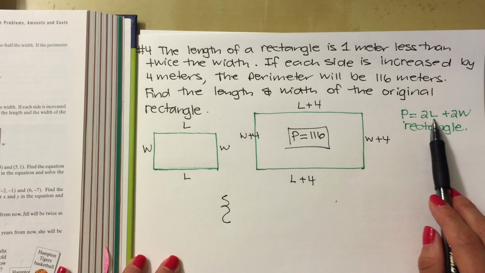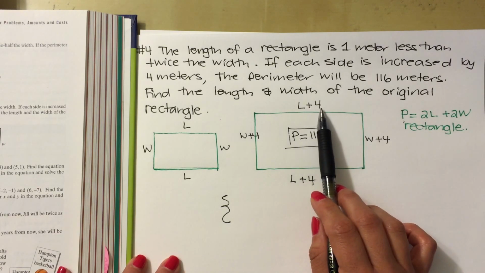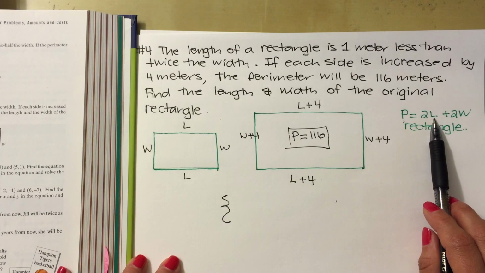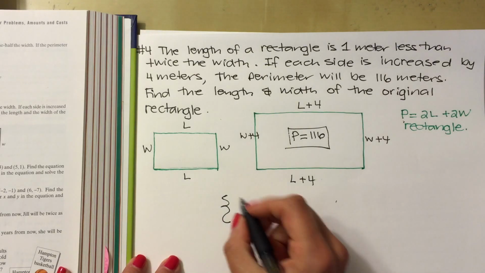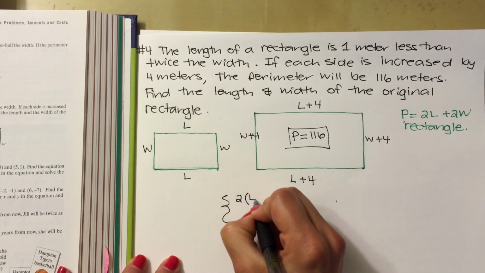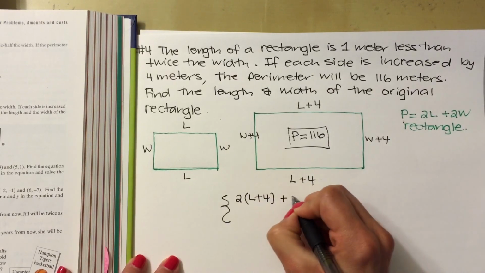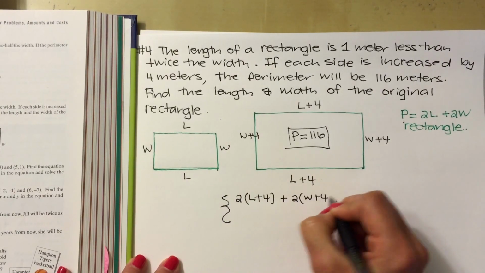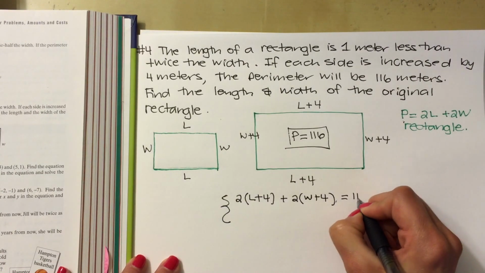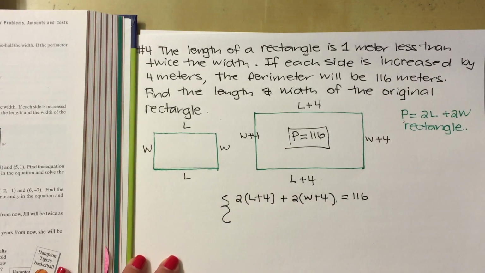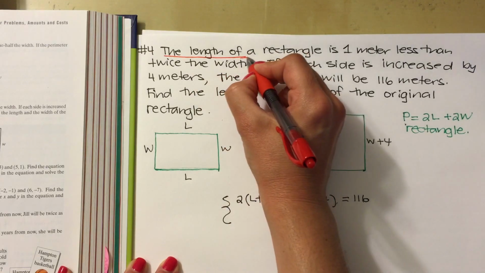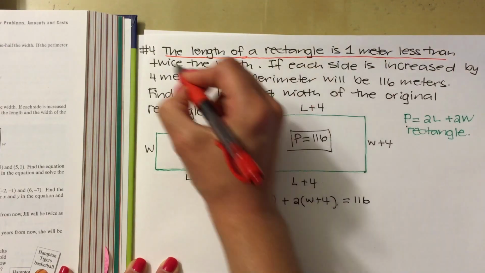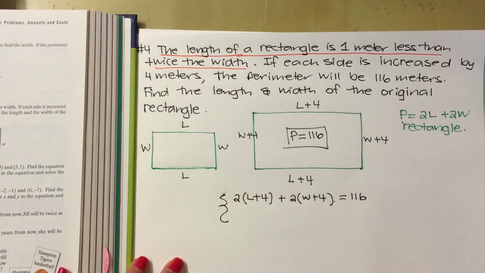2 times the length. The length here is L plus 4. So replace L in the formula with L plus 4. Replace W with W plus 4. So I'm going to write 2 times L plus 4 plus 2 times W plus 4 is equal to 116. Okay, so that's one equation. How do I get the second equation? Remember I said we have to translate this sentence into an equation. That's where the second equation comes from.